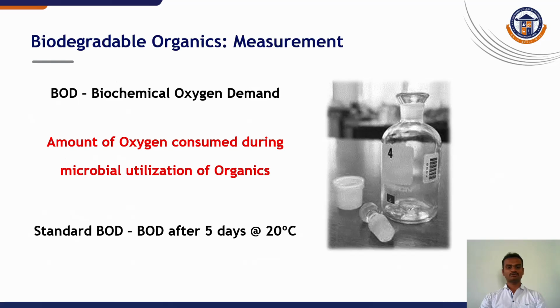So biodegradable organics measurement. To measure the biodegradable organics, we use BOD, biochemical oxygen demand, we simply call it biological oxygen demand. This BOD indicates the amount of oxygen required by microorganisms to break down organic material in water. The standard measure is the BOD 5, or the BOD measured after 5 days at 20 degrees Celsius.